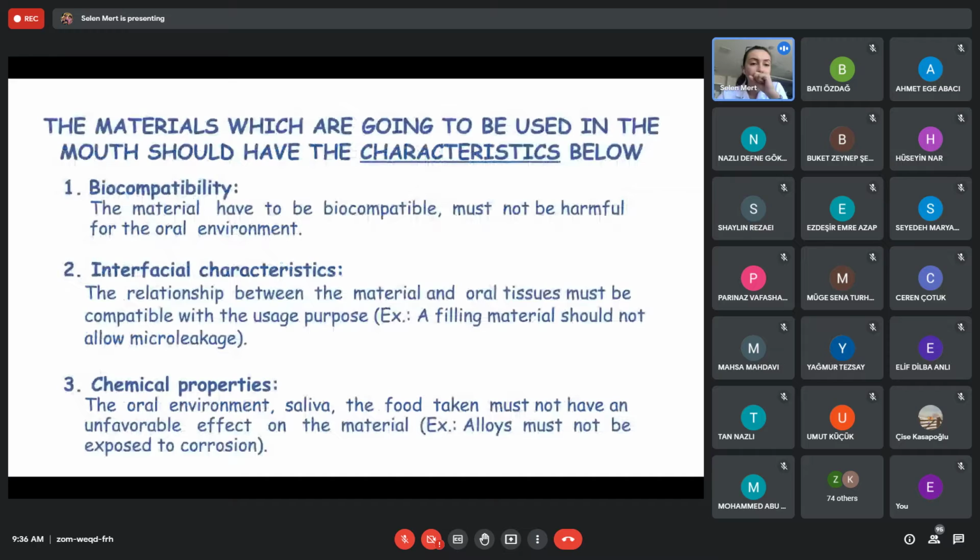And chemical properties are important. Oral environment, temperature changes, saliva, and the taken food should not have an unfavorable effect on our material. Mechanical and other physical properties are important. Materials shouldn't be disintegrated or demolished by oral environments, by occlusal forces. And aesthetics is important, of course, as I mentioned.